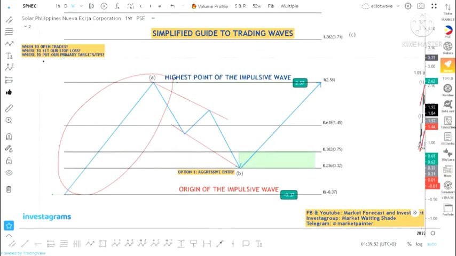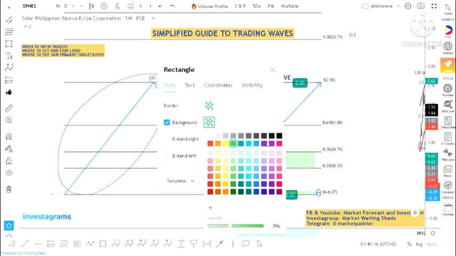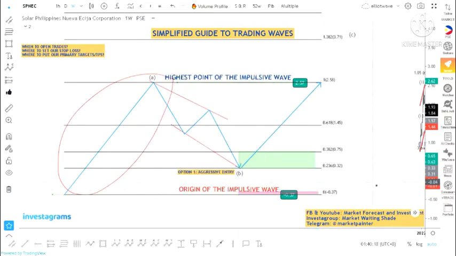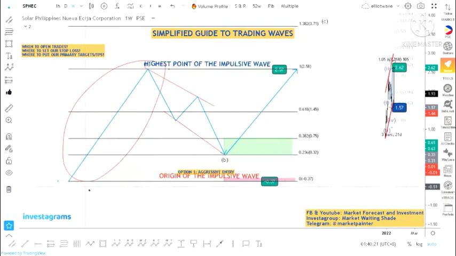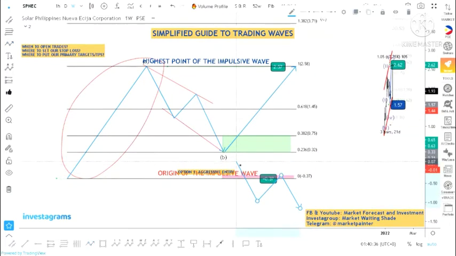We will answer the next question, where will be our possible stop loss. This will be our stop loss, the origin of the impulse wave. The main intention is, we know that if the origin of wave 1 is violated, the market is already against us.